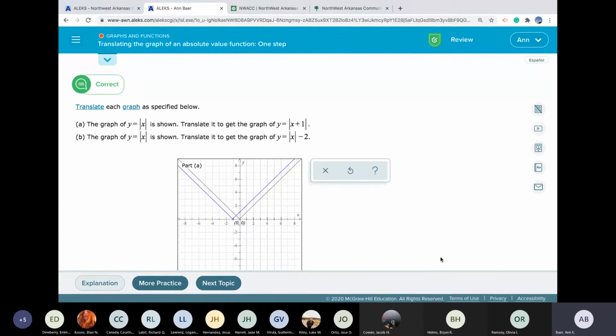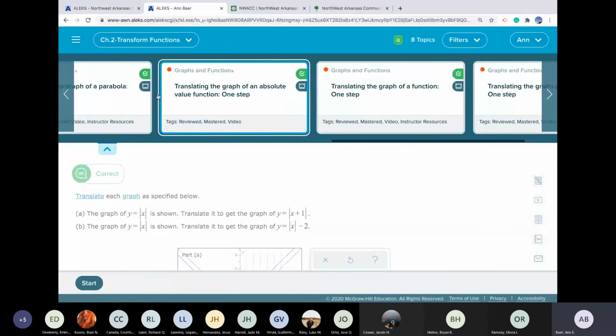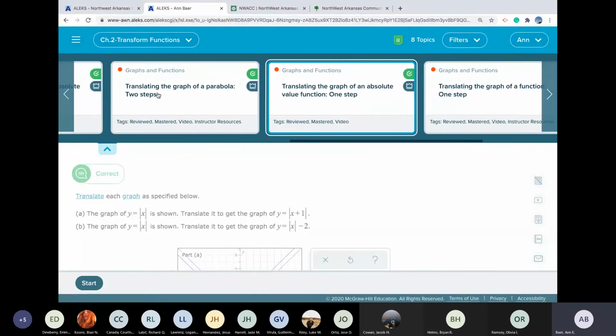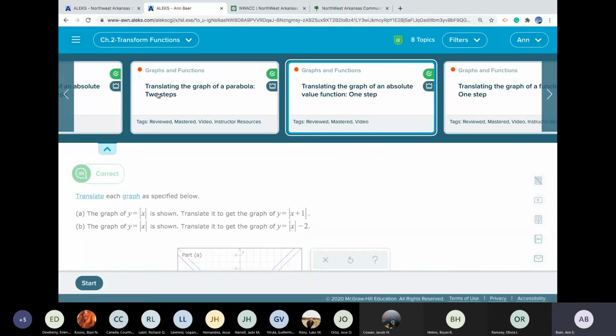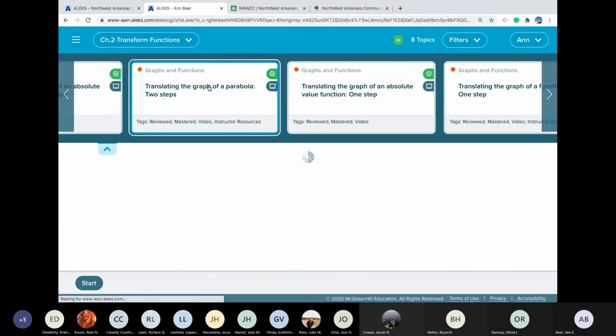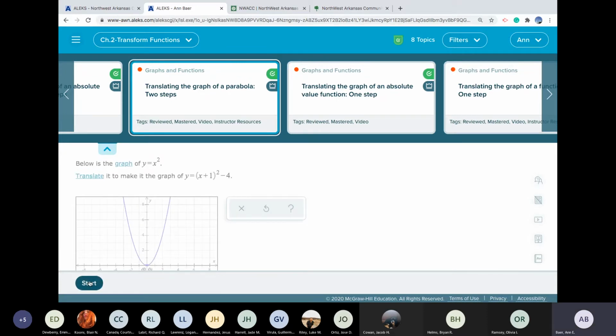So graphing here is pretty easy in the sense that it's just dragging and dropping so far. So let's go on. Now we're going to get to 2 steps. That isn't really any more work, because each one of the 1-step problems had 2 different graphs. We're only going to have to do 1 graph for each of the 2-step problems.